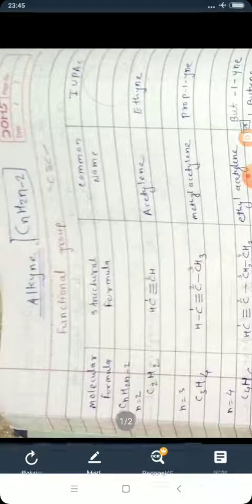Now, if we consider number of carbon 3, then what is the molecular formula? C3H4. 3 carbon in a straight chain. First and second possess the triple bond. According to the common name, the carbon-carbon triple bond indicates acetylene and one methyl group is present, so it is called methyl acetylene. And according to IUPAC, 3 carbon is called prop and the first carbon possesses the triple bond, so it is called prop-1-yne.